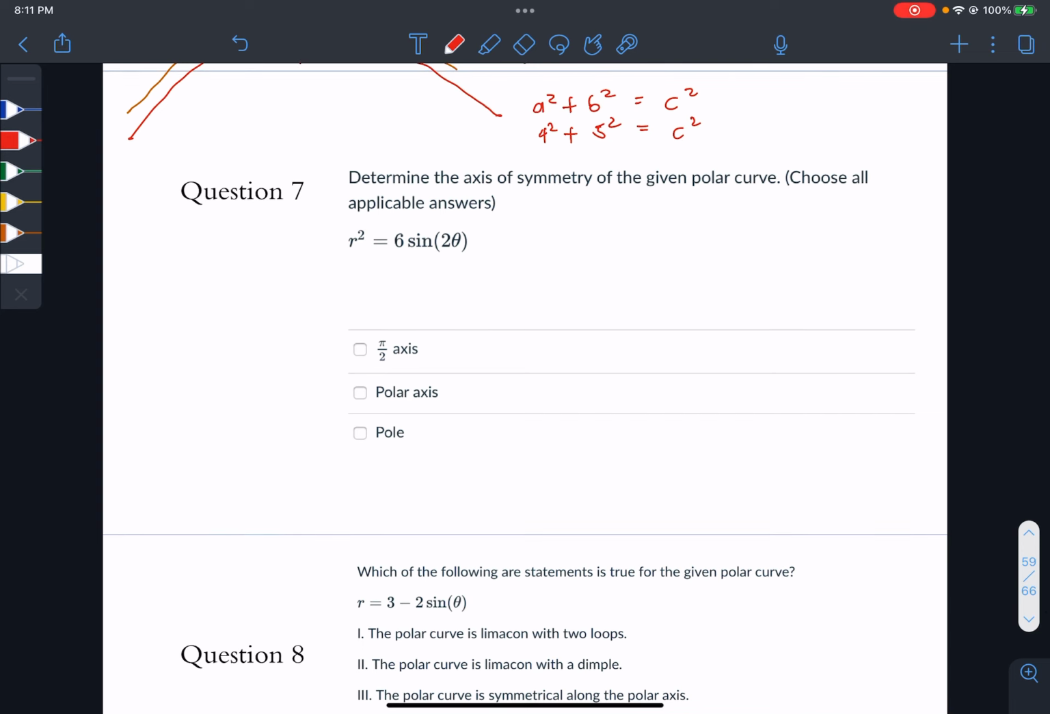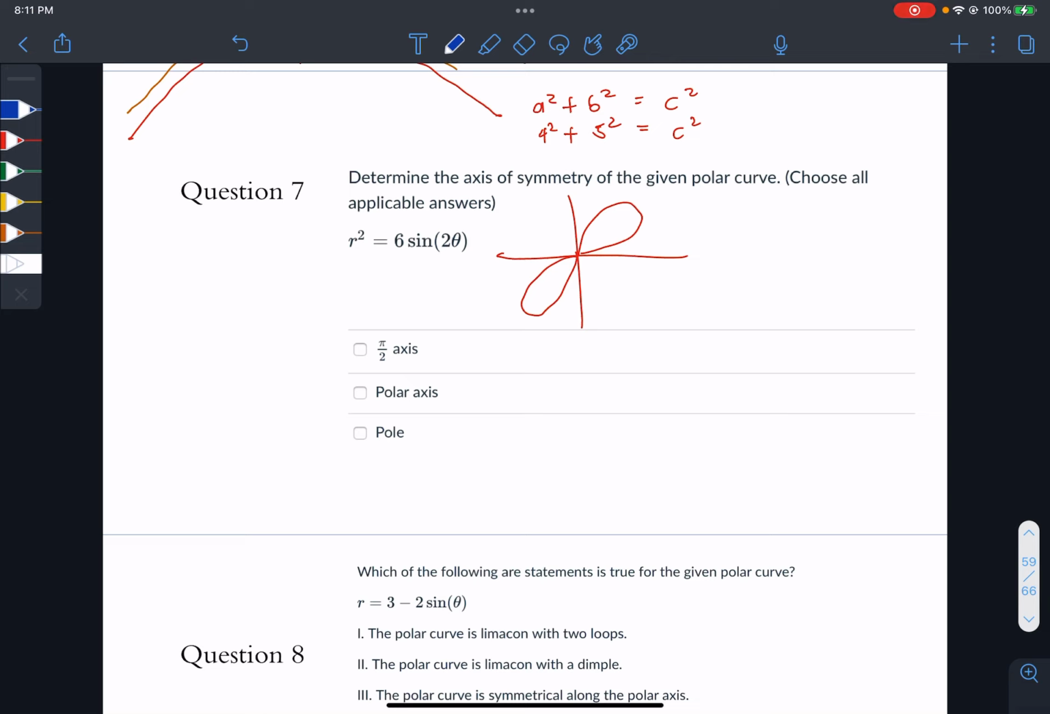So ito naman, determine the axis of symmetry of the given polar curve. So choose all applicable answers. So to test this one, we have r squared equals 6 sine 2 theta. By just looking at the equation, this is a lemniscate, no? Tapos sine 2 theta siya. So most probably ganito yung figure niya.